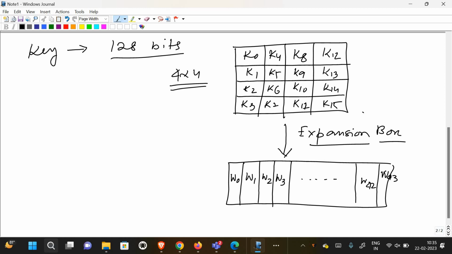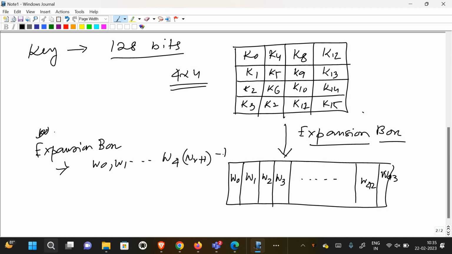The rule is that whenever we have, please make a note for the expansion box I'm talking about. It will be like this, W0 up to W4 times (NR plus 1) minus 1, like this. If we are considering 4 words over here, W0, W1, W2, W3, then basically you are looking at 44 such combinations. What we are discussing is the definitions, basically. We are discussing the definition.